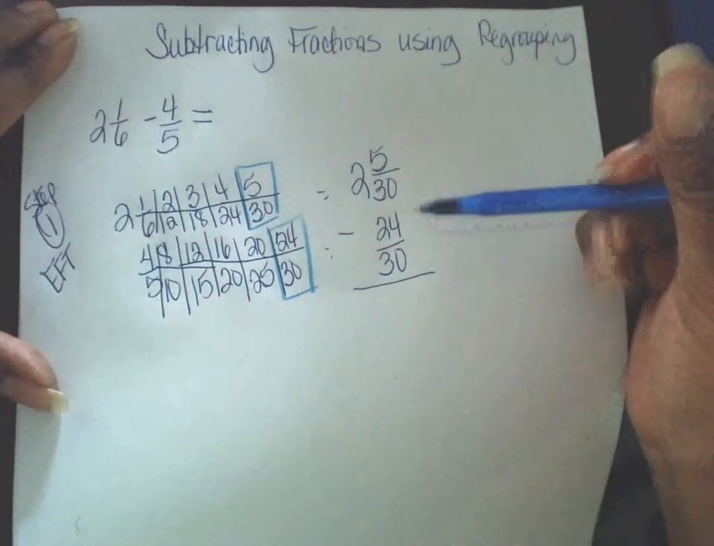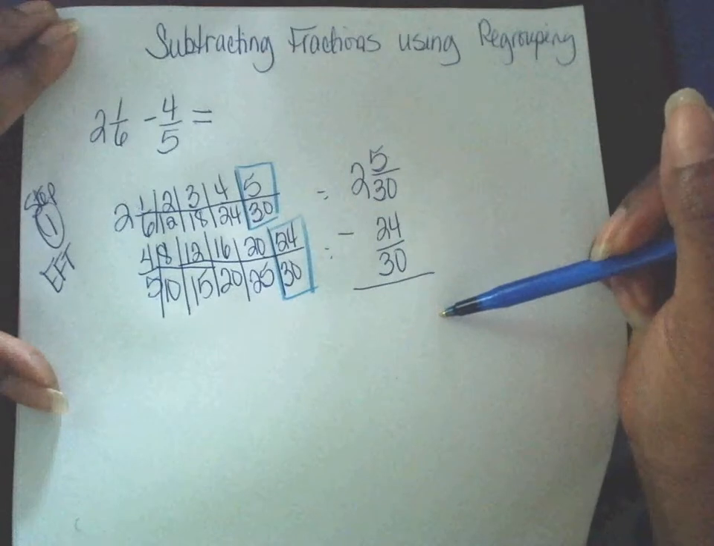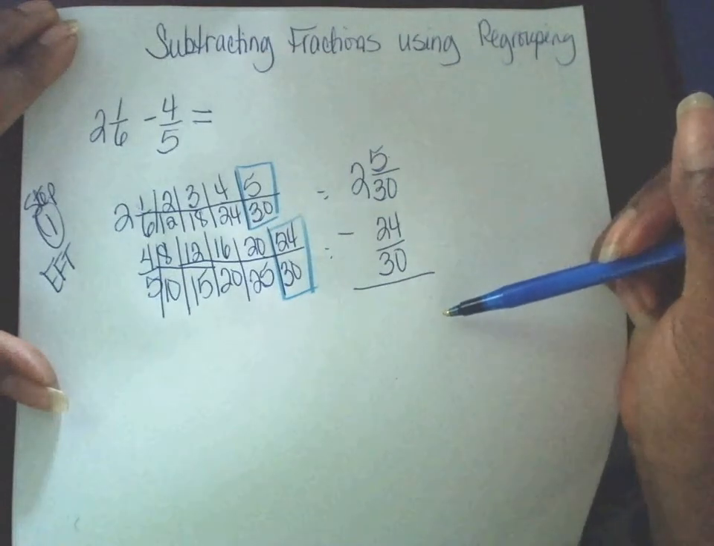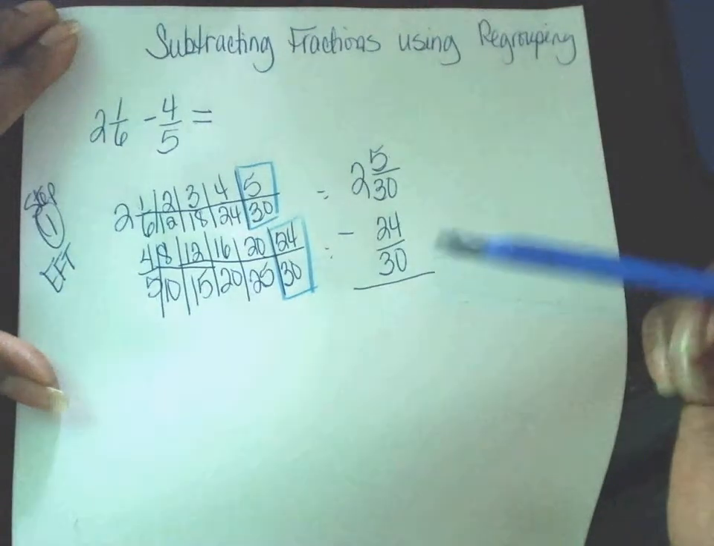Okay, so what we have is 2, we can't forget that whole number, 2 and 5/30 minus 24/30. Do we agree? Yes. Okay. Can we subtract 24 from 5? No, we cannot. So we'll have to borrow, and borrowing in fractions is just like borrowing when you have whole numbers. It's going to be the same way.